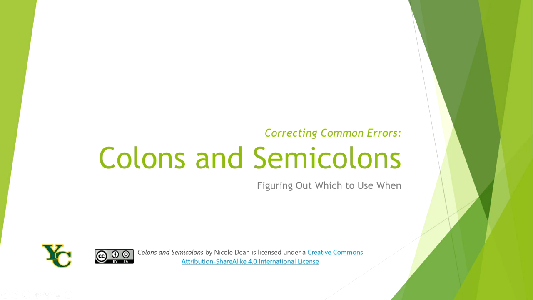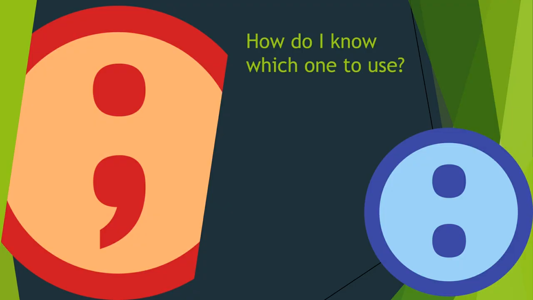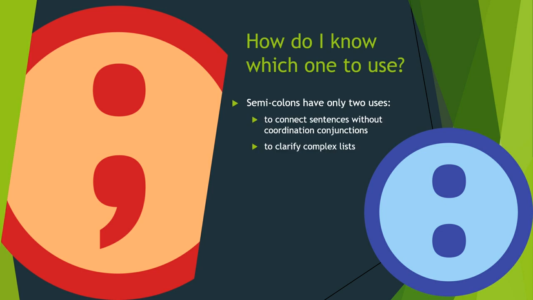This segment is all about colons and semicolons, learning to tell the difference and how to use them properly, okay? So first of all, which one do you use? How do you know which one to use? Well, I think first it's wise to figure out when to use semicolons because they are used in more limited situations. So semicolons really only have two proper uses most of the time, and that's number one, to connect two sentences without a coordinating conjunction.